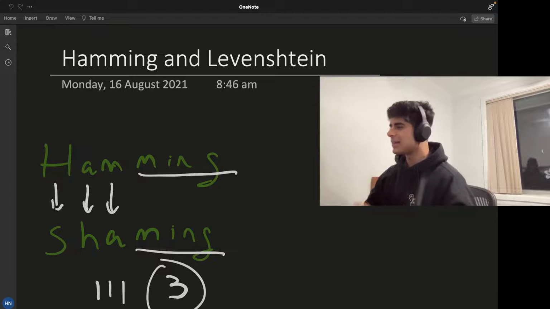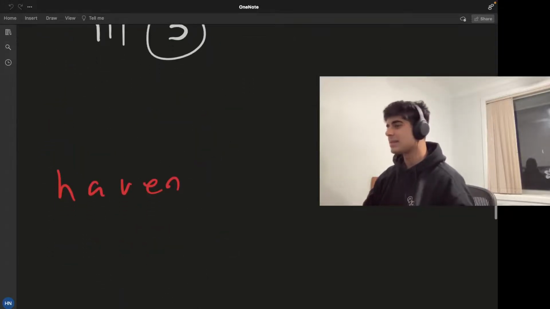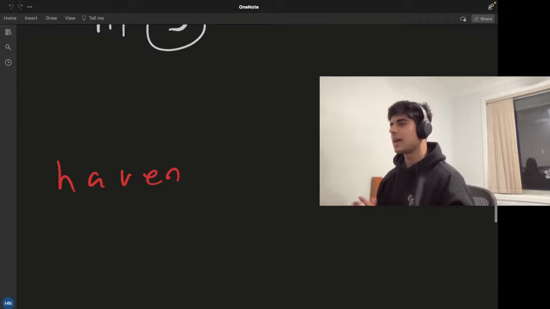Now, the Levenshtein distance between two strings is actually very similar to the Hamming distance. The key difference, however, is that we no longer have that constraint of only needing strings that are of the same size. And the reason for that is because under the Levenshtein distance, we're actually able to add and subtract characters. So let's take a look at what happens when you try to convert haven into a word like shaved.